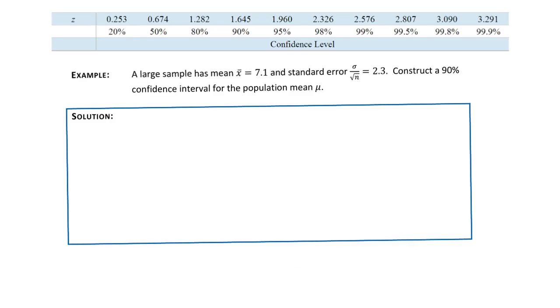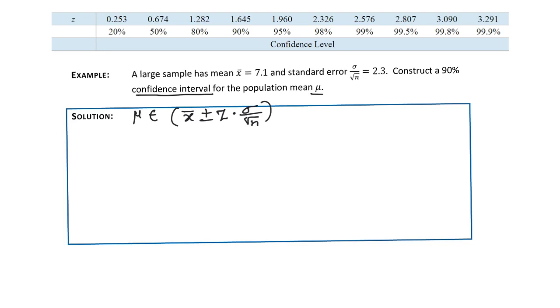Let's look at this example. Sample mean and standard error are given. We need to construct a 90% confidence interval for the population mean mu. I start the problem with the confidence interval for mu is sample mean plus or minus the margin of error, that is z score times sigma divided by square root of n.